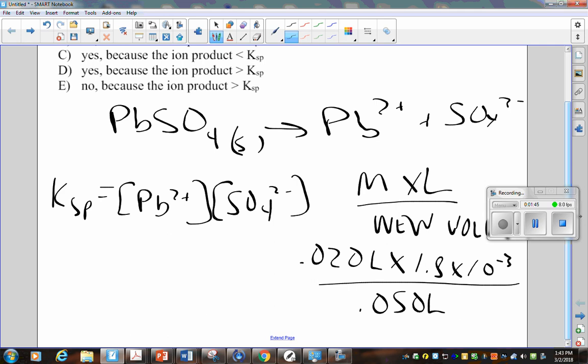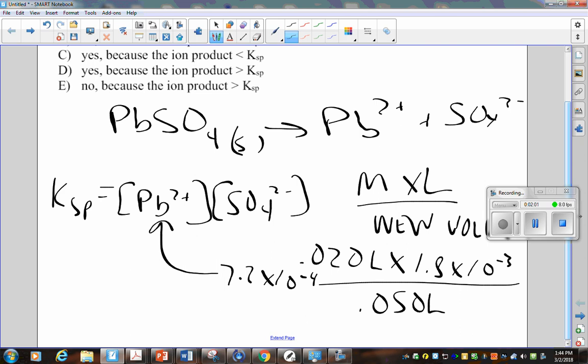So when I pop that into my calculator, I go 0.02 times 1.8 E negative 3, and I divide that by 0.05. My final answer is 7.2 times 10 to the negative fourth. That's going to be for Pb, so that's going to go right in there.